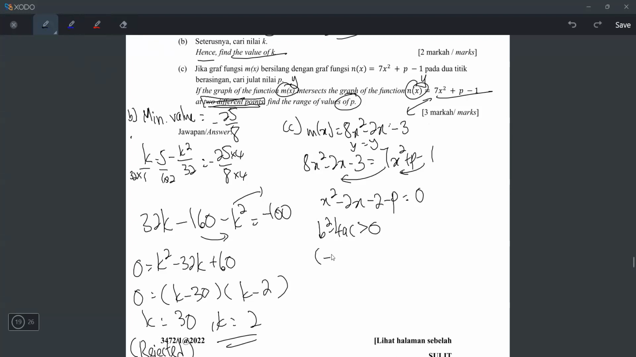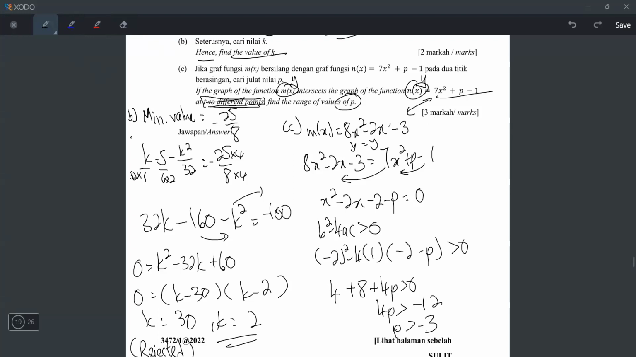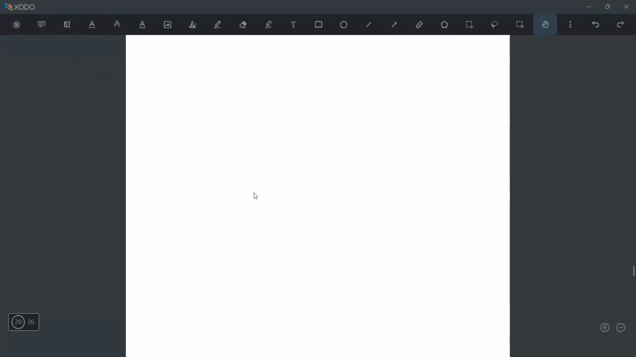Okay, let's do it. B is negative 2 squared. A is 1. C is negative 2 minus p, bigger than 0. Negative 2 squared is 4. Negative 4 times negative 2 is positive 8. Negative 4 times positive 4p bigger than 0. So 4p bigger than negative 12. P bigger than negative 3. So that is the answer. Okay, let me just check with the answer scheme. Okay, yeah, correct. Right.